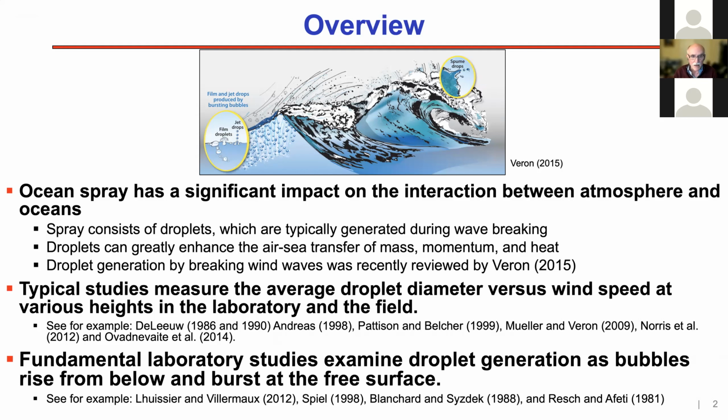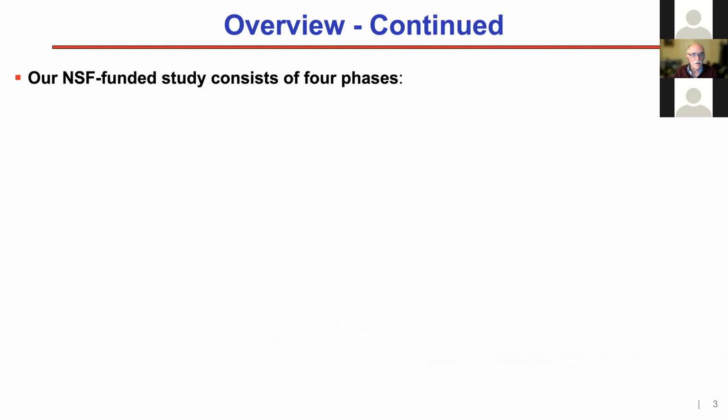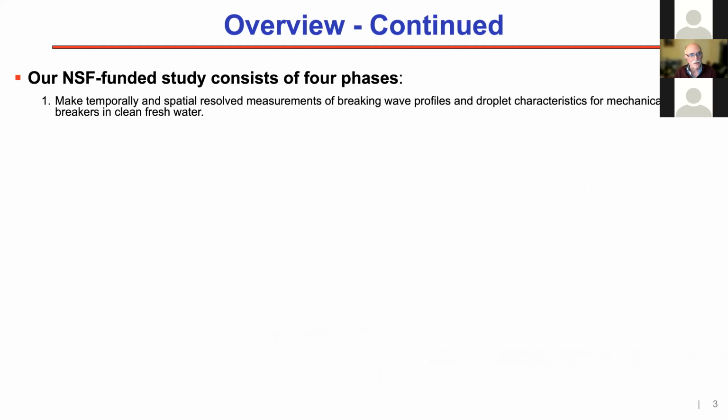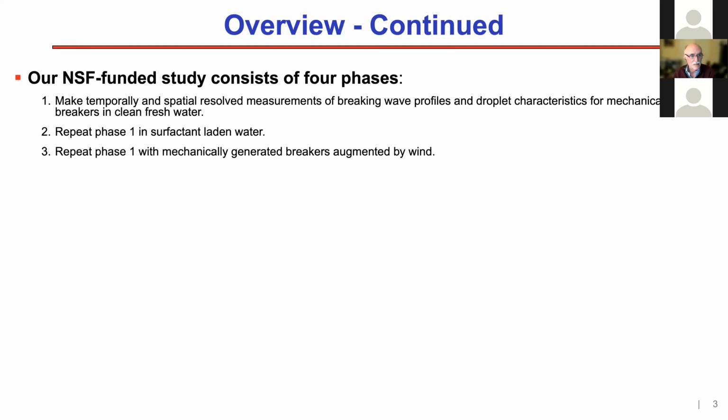And in our present study, we've got 4 phases of work that we're doing. In the first phase, we're making spatially and temporally resolved measurements of breaking wave profiles and droplet characteristics for mechanically generated waves in clean water. And in our second phase, we're going to repeat many of the measurements in phase 1 with surfactants in the water, soluble surfactants. And then in the third phase, we repeat again, but this time augment the waves by wind.